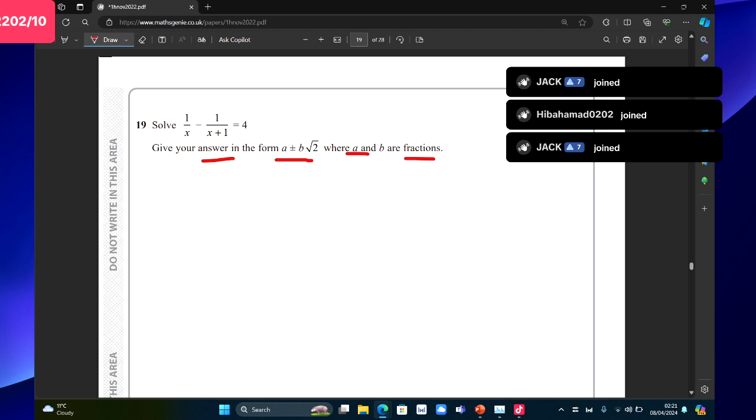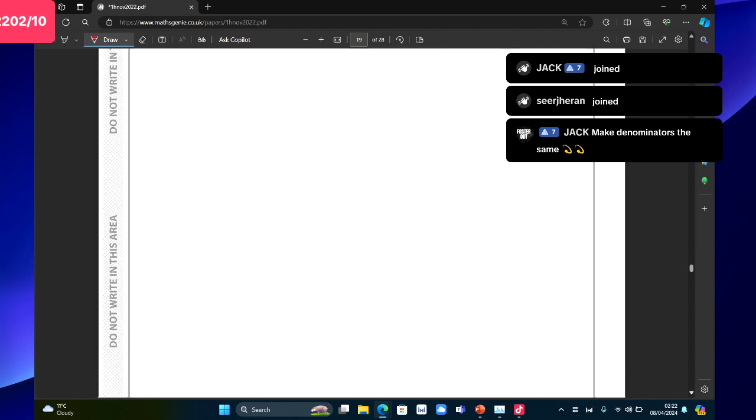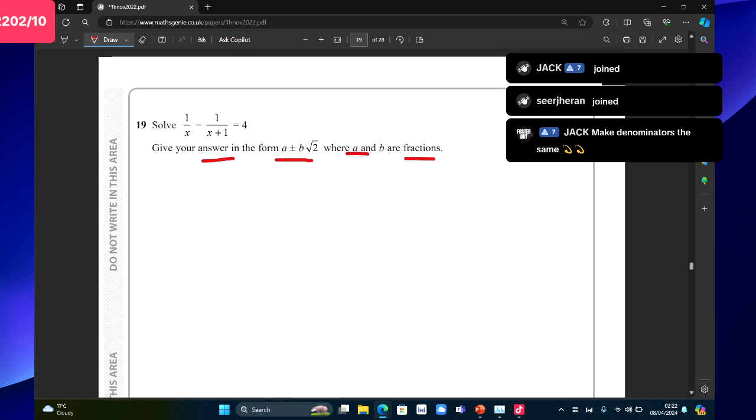If anyone is unsure, we've got an algebraic fraction. A little clue is to find a common denominator for the left-hand side, and then rearrange it, is my advice. Yeah, spot on, Jack. This is a classic question for aiming for that grade 9. It is worth 5 marks. That is a lot of marks.